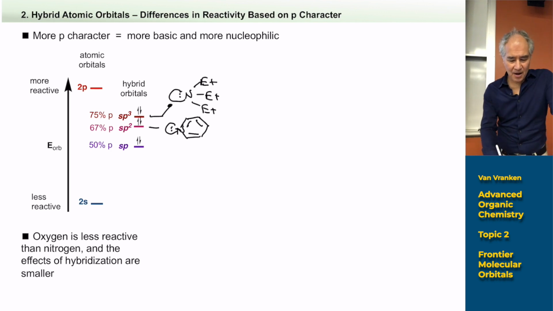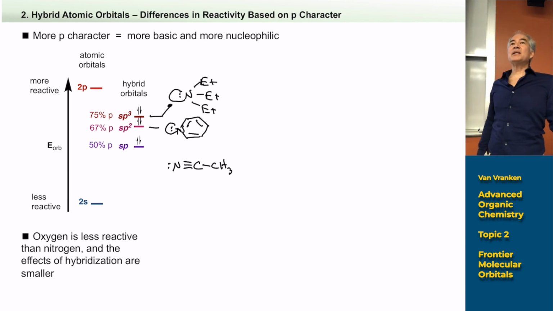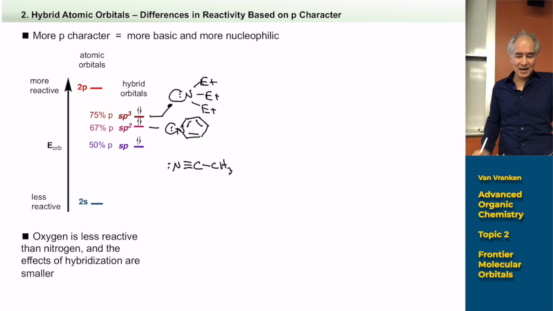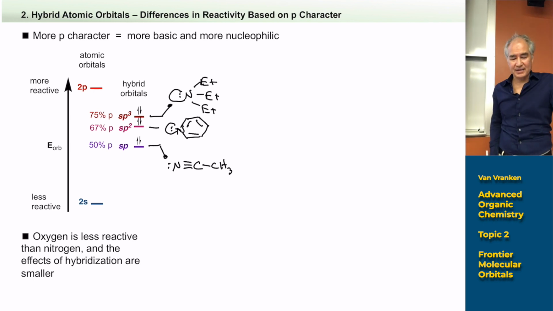Now, you'll oftentimes see us using acetonitrile as an organic solvent. We don't ever use this as a base. We use it as a solvent because the lone pair is almost not reactive. Very few things react with that lone pair. This poor, pathetic lone pair is sp hybridized.